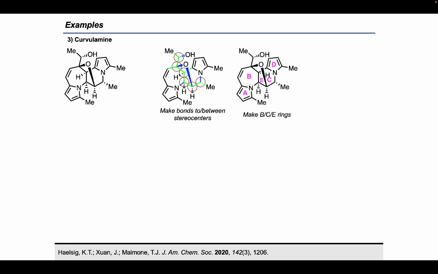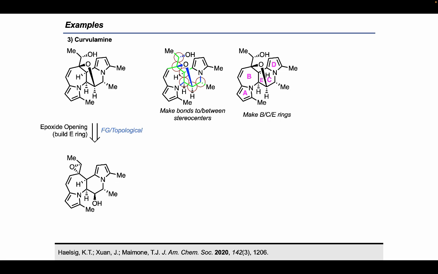Identification of the points of high complexity highlights 6 contiguous stereocenters along the bonds connecting the AB ring systems with the CD ring system. Application of Corey's functional group and topological strategies leads to disconnection of the E ring system, potentially via an intramolecular epoxide opening reaction.